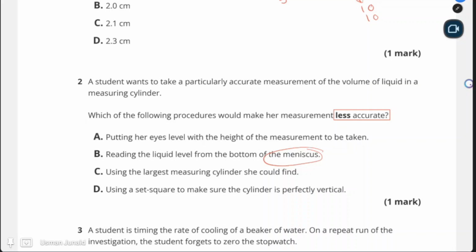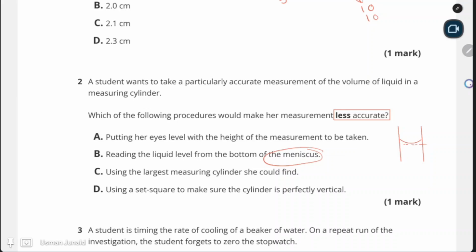It depends on what kind of meniscus you have. So the answer is C. B is right because you're supposed to be using the bottom of the meniscus. When you measure and you have a beaker, or a test tube or a measuring cylinder, you're supposed to measure from the bottom of the meniscus. That is the value of volume that you get.